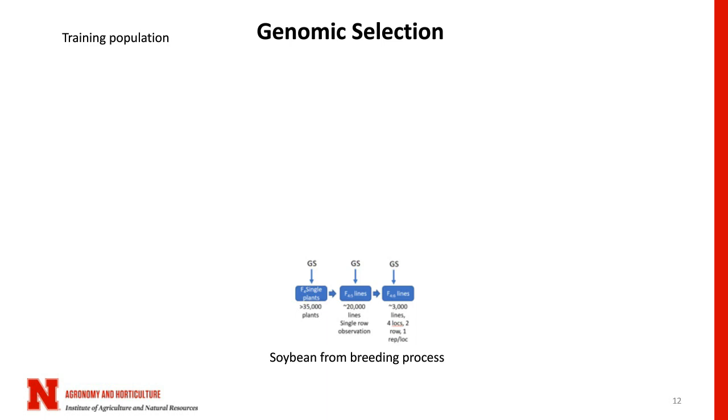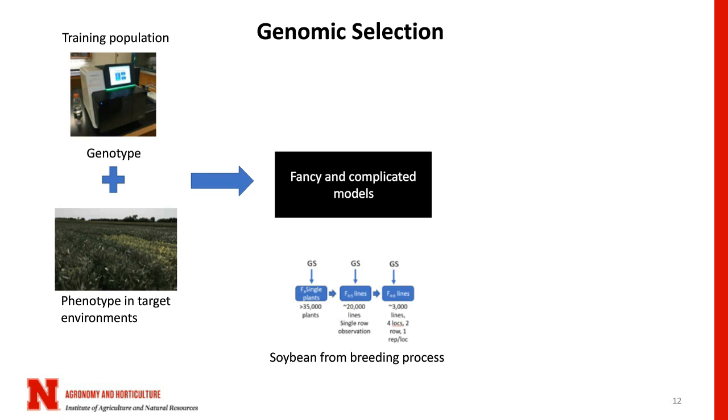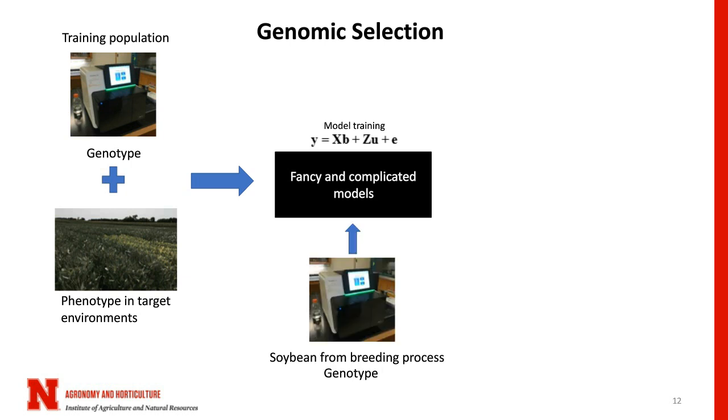And if we look at genomic selection, our training population where we're doing the skim sequencing with imputation, we're going to genotype those lines with a sequencer there and phenotype them in our target environment. And then we're going to plug those in, the genomic selection people, they plug them into their fancy and complicated models. I'm not a genomic selection person, so the best I do is I can put that model training up there. But they train their model. We genotype the soybeans from the breeding process and sequence them and put them into the model. And then we predict and select the lines out of that.